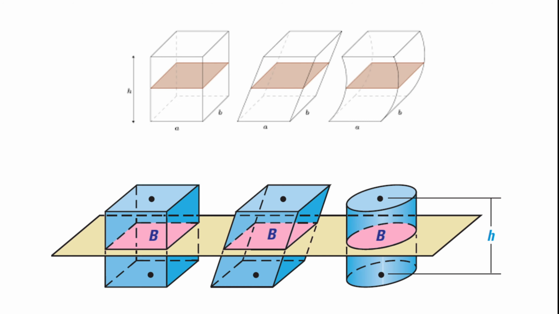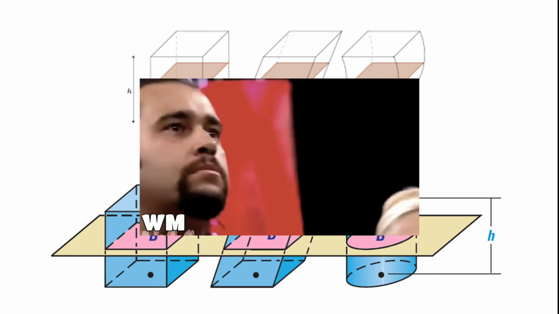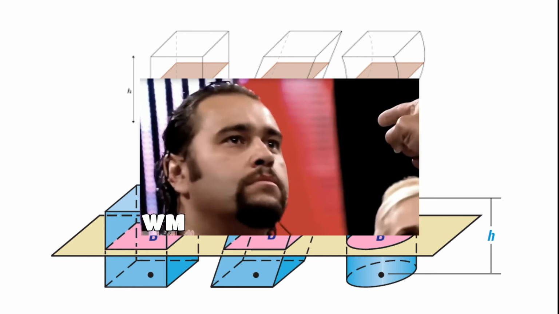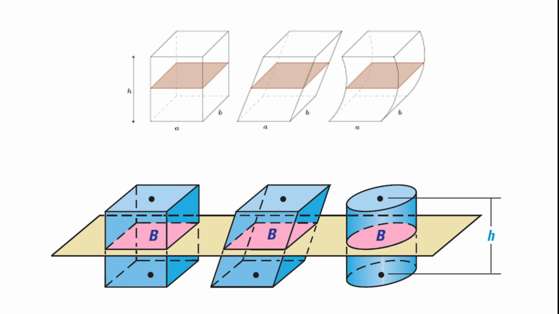We can further observe it in this image where as long as the base has the same area and the heights are equal, any prism or cylinder will have the same volume. It doesn't matter what happens in between, as long as the area in each section along the way is the same.